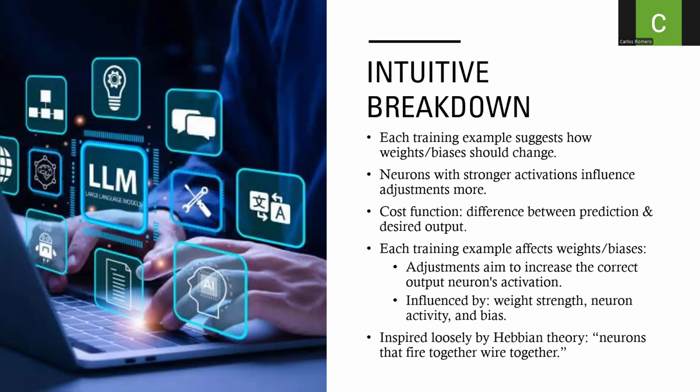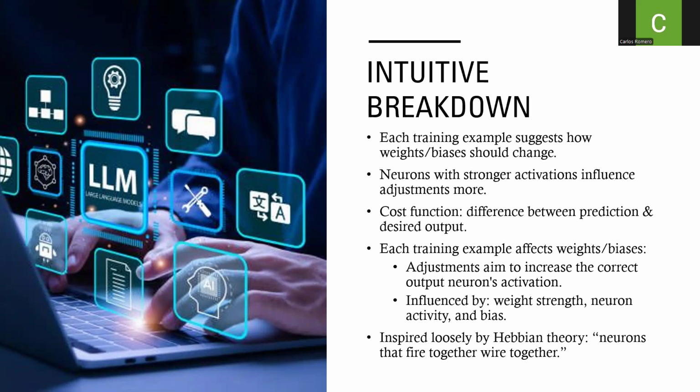So to break down, right, each training example suggests how weights and biases should change, right? Neurons with stronger activations influence adjustments more.